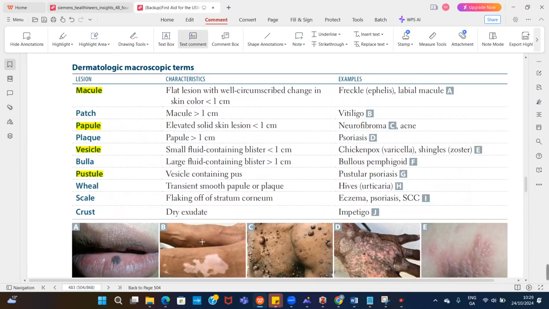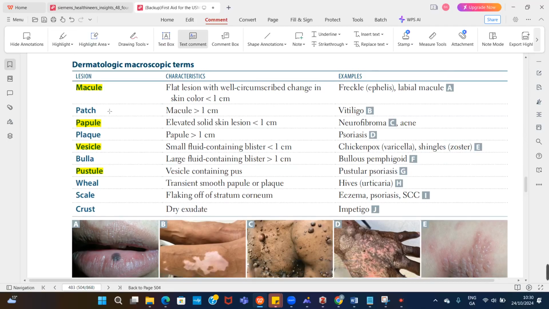So, the dermatologic microscopic terms. We need to understand these terms to be able to describe dermatologic lesions. We have a lot of them, about 9 or 10. I'm going to start with the macule, the papule, the vesicle, and the pustule.